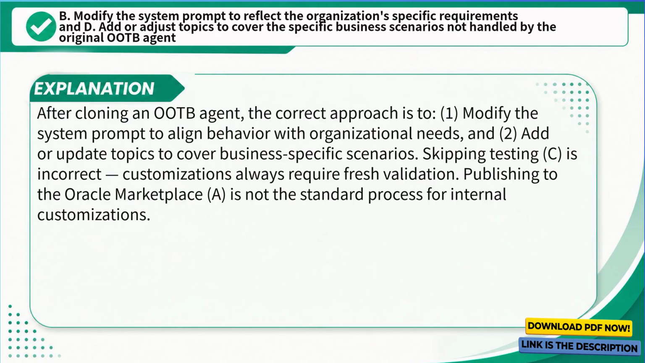Correct answer. B. Modify the system prompt to reflect the organization's specific requirements. And D. Add or adjust topics to cover the specific business scenarios not handled by the original OOTB agent. Explanation. After cloning an OOTB agent, the correct approach is to 1. Modify the system prompt to align behavior with organizational needs, and 2. Add or update topics to cover business-specific scenarios. Skipping testing, C, is incorrect. Customizations always require fresh validation. Publishing to the Oracle Marketplace, A, is not the standard process for internal customizations.